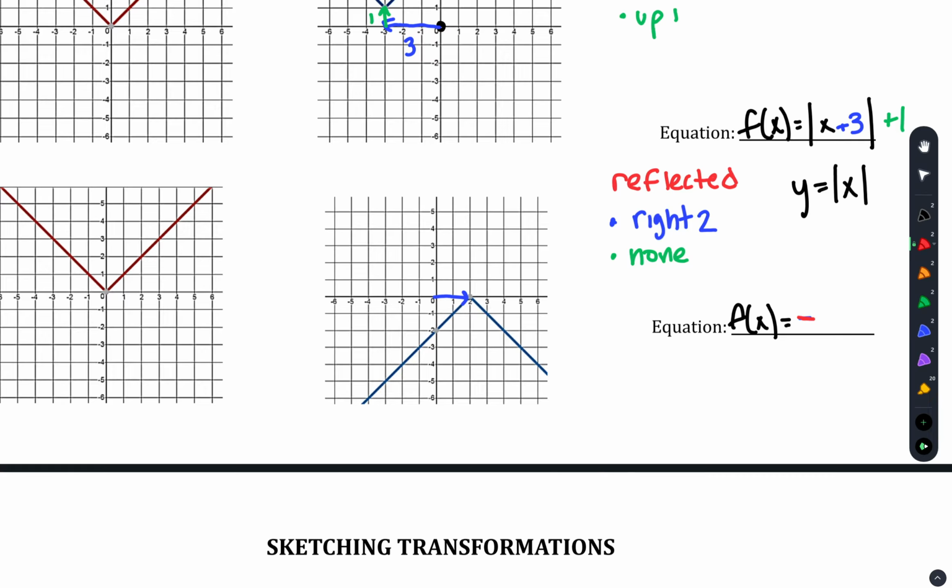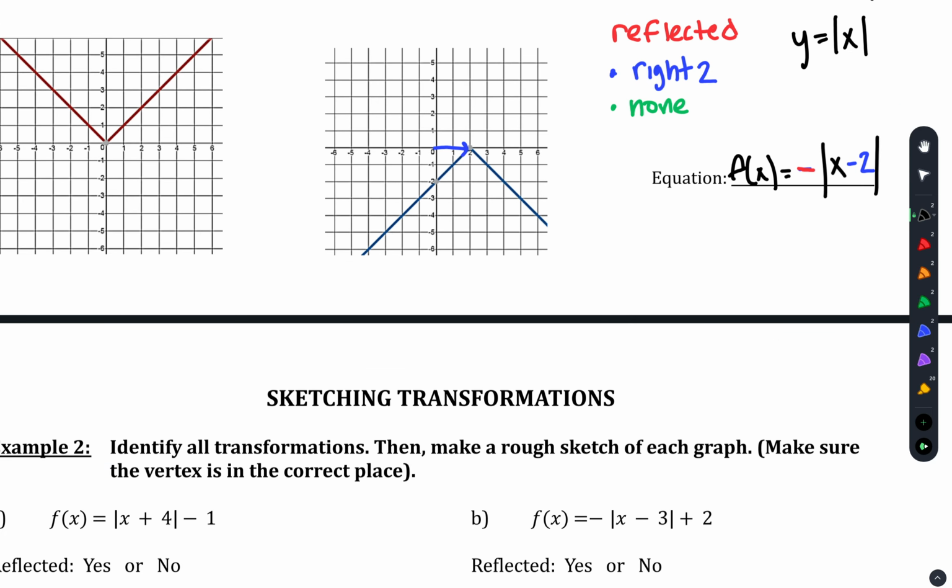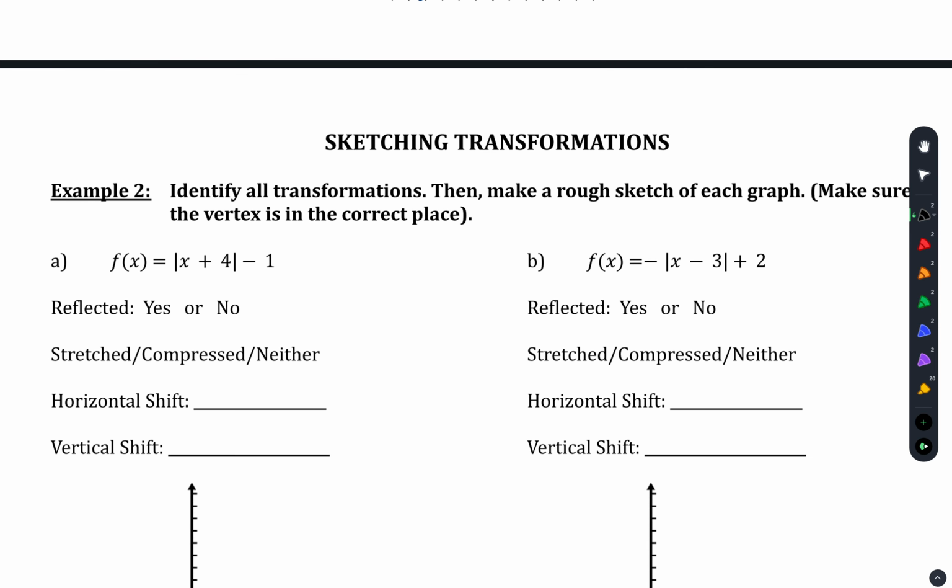That's like my A value. Then I put my absolute value. I want x plus or minus, minus 2 because I'm moving to the right. And then I don't have anything for the k, so that's it. That's where I'm going to leave it. Any questions on those ones? No. Let's go backwards. So now go to the next page.